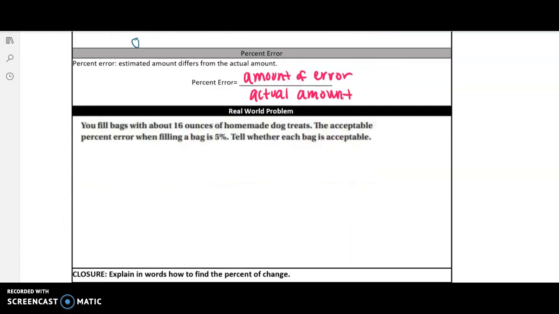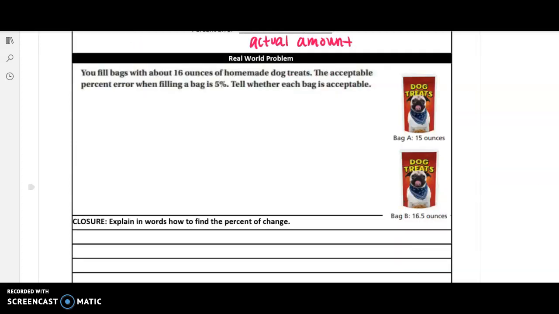All right, so you fill bags with about 16 ounces of homemade dog treats. The acceptable percent error when filling the bag is 5%. Tell whether the bag is acceptable. So we have dog bag A, and we have bag B.